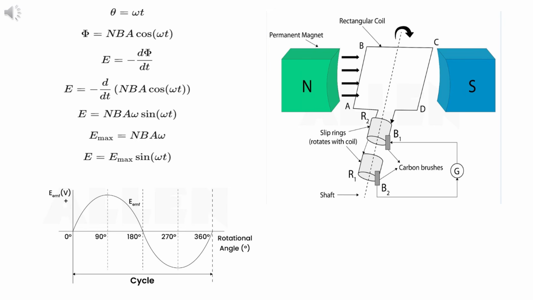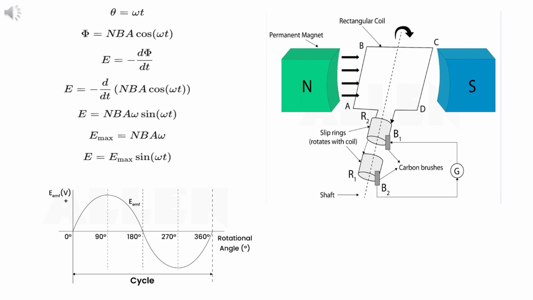Now let us understand the mathematics behind it. Consider a coil having N turns and area A. It is placed in a magnetic field of strength B. The coil rotates with angular velocity omega. At any time t, the angle between the magnetic field and the normal to the coil is equal to omega multiplied by t. The magnetic flux linked with one turn of the coil is equal to B multiplied by A multiplied by the cosine of omega t.